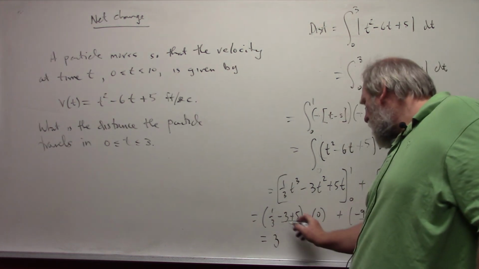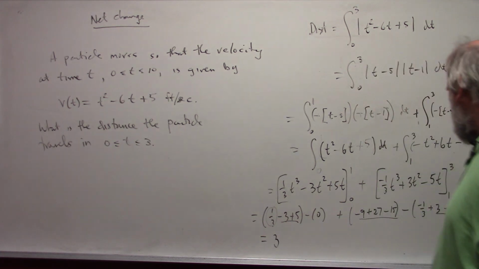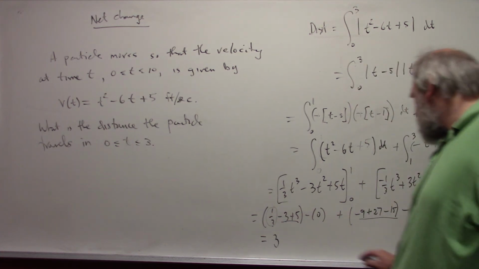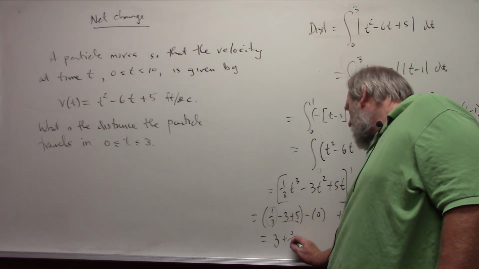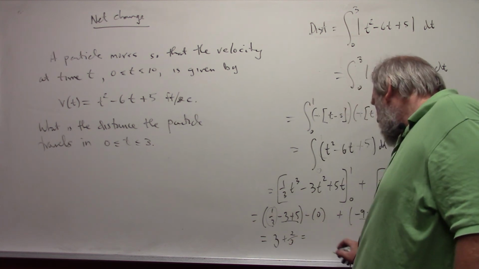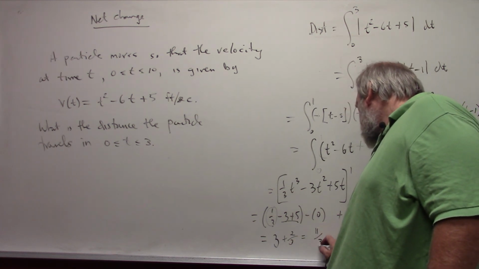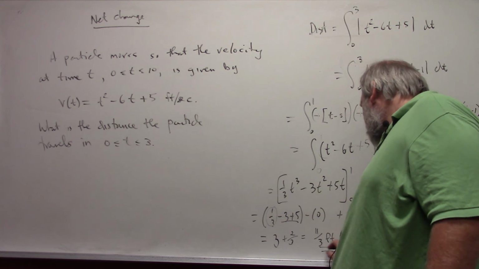And then I'll deal with the fractions part. I have positive 1/3 plus 1/3 is 2/3. And so therefore we end up with 11/3 feet. That is the distance.